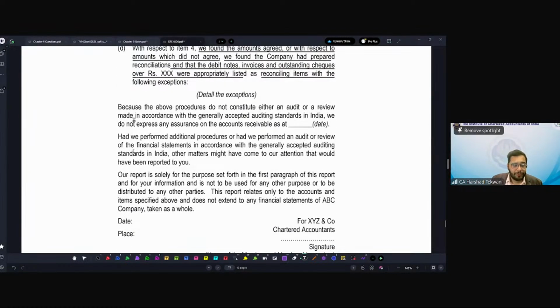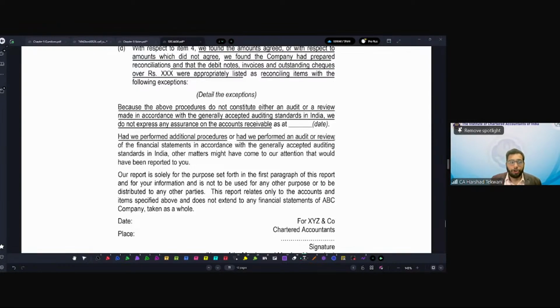Now, if you see these 3 paragraphs, very important. Because the above procedures do not constitute either an audit or a review made in accordance with the generally accepted auditing standards in India, we do not express an assurance on the account receivables. Means this is not an audit. No assurance is there. Number 2, had we performed additional procedures like confirmations, like auditing procedures on account receivables, like validating account receivables, auditing account receivables, whatever.